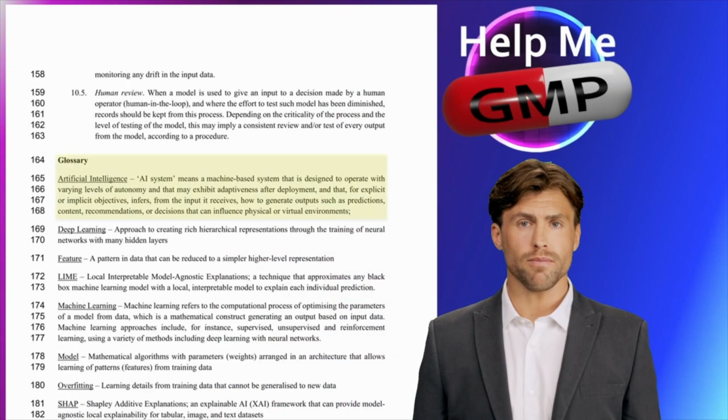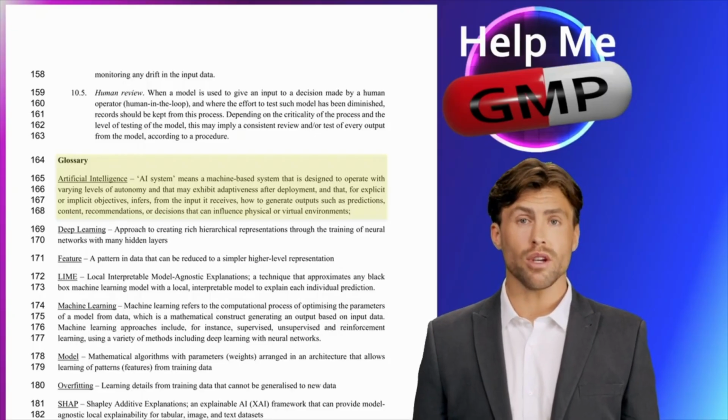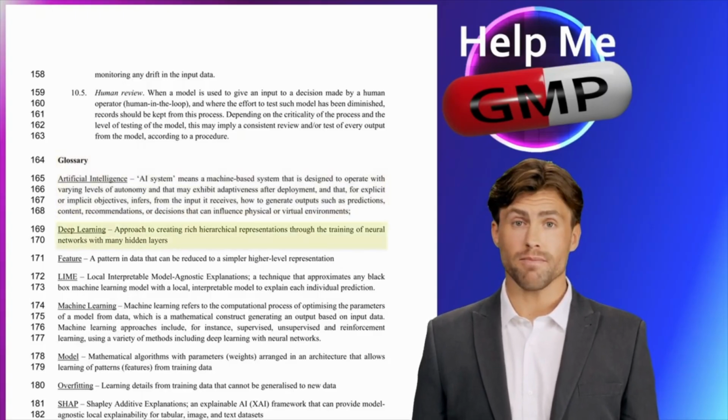Here's the glossary. Artificial intelligence. AI system means a machine-based system that is designed to operate with varying levels of autonomy and that may exhibit adaptiveness after deployment, and that for explicit or implicit objectives infers from the input it receives how to generate outputs such as predictions, content, recommendations, or decisions that can influence physical or virtual environments. Deep learning. Approach to creating rich hierarchical representations through the training of neural networks with many hidden layers.